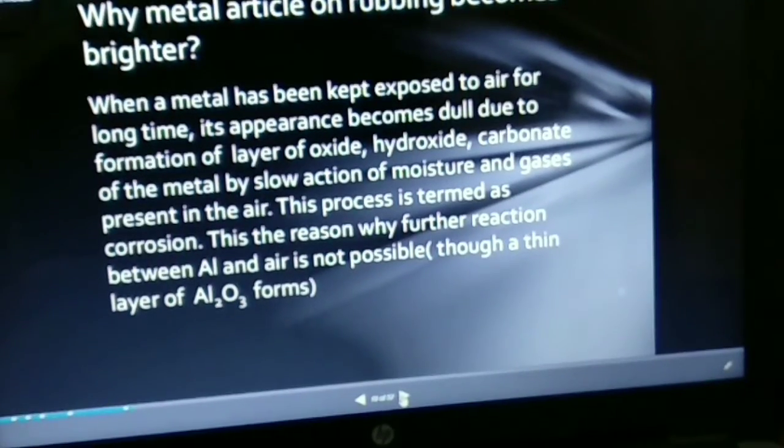Why do metal articles become brighter on rubbing? When a metal has been kept exposed to air for a long time, you know, students, its appearance becomes dull due to formation of a layer of oxide, hydroxides, carbonates of the metal by slow action of moisture and gases present in the air. This process is termed as corrosion. This is the reason why further reaction between aluminium and air is not possible. This is very interesting. The question was, why do metal articles become brighter on rubbing? So this is the answer that I told now.